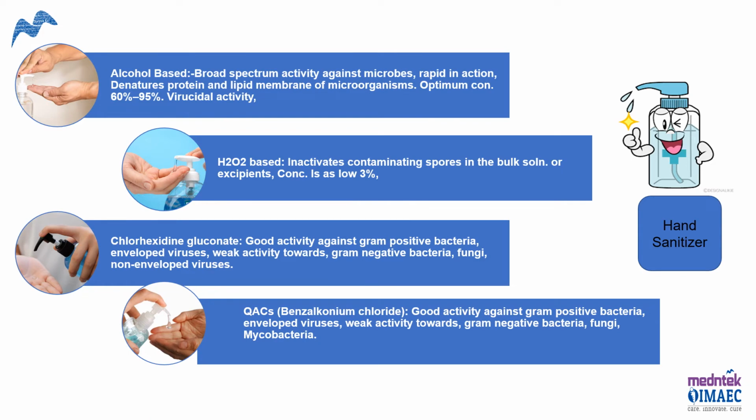Then you have the non-alcoholic or alcohol-free products or the alcohol-free hand rubs, which consist of the compounds known as the quaternary ammonium compounds. One such example is the benzalkonium chloride and the benzethonium chloride. They have a very good activity against gram-positive as well as gram-negative bacteria, enveloped viruses, as well as certain weak activity towards the fungi and the mycobacteria.